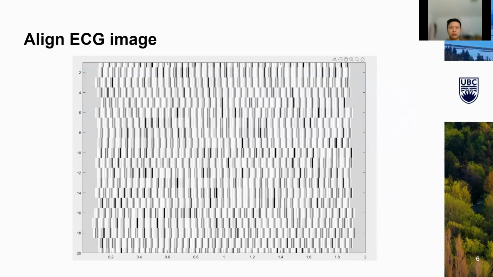Here is a clearer visualization for correcting the edge effects in the data. The alignment is much clearer to note any change in the heartbeat.